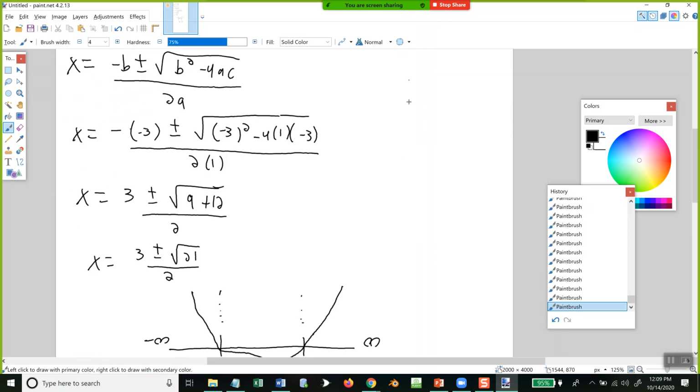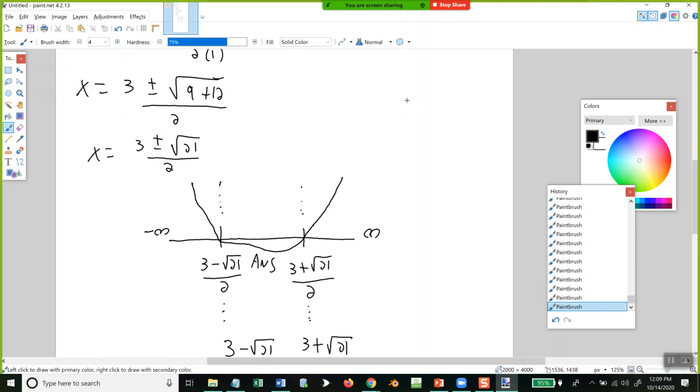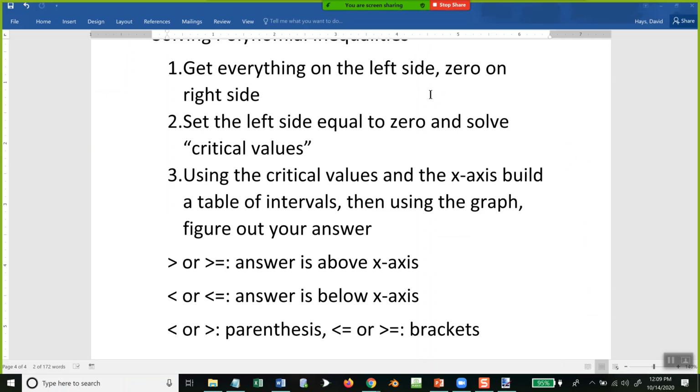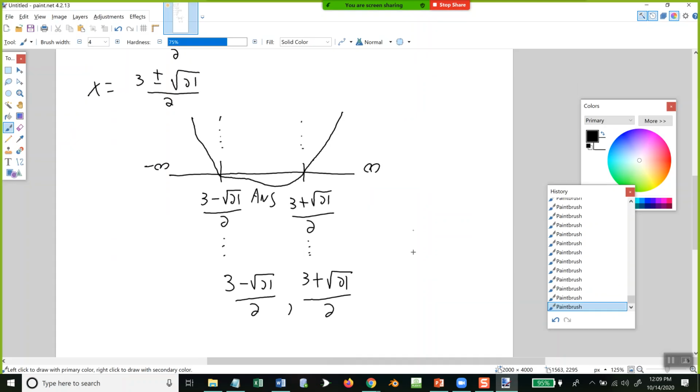Less than or equal to says we're going to use brackets. So there'd be brackets around these. And that's our answer.